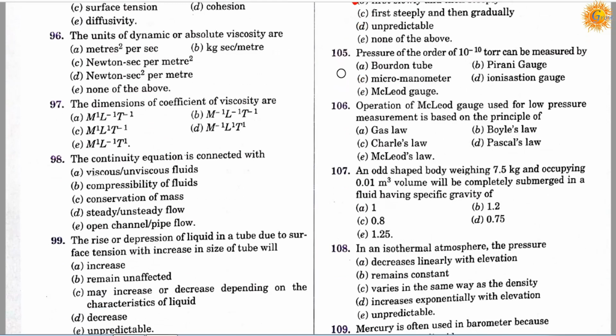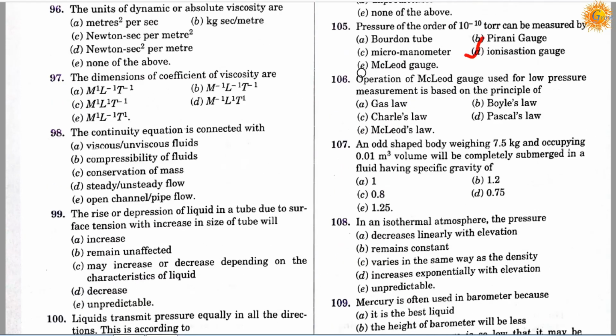Question number 105. Pressure of the order of 10 to the power minus 10 torr can be measured by: option A, Bourdon tube; option B, Pirani gauge; option C, micromanometer; option D, ionization gauge; and option E, McLeod gauge. So the correct answer is D, it's the ionization gauge.